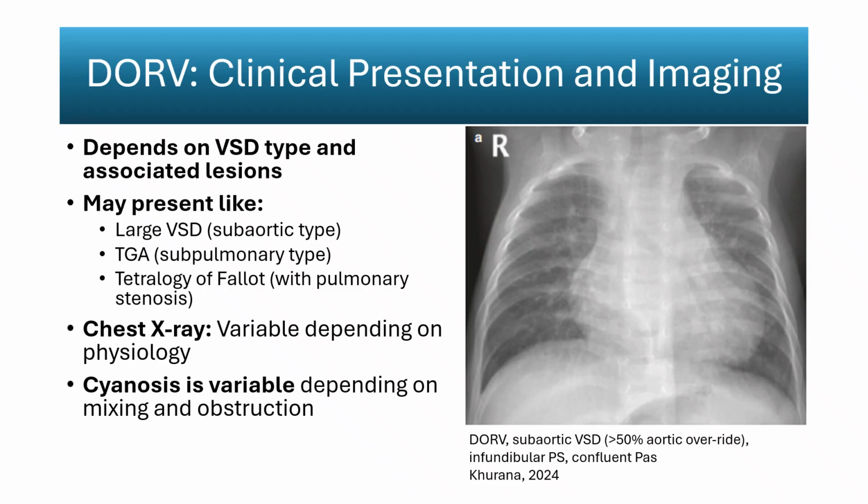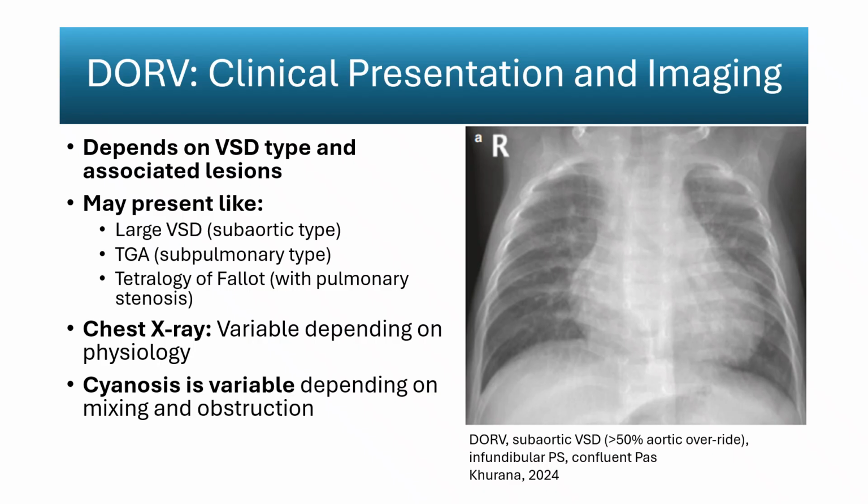The clinical expression of double outlet right ventricle depends entirely on the location of the ventricular septal defect and any associated obstructions. When the defect is subaortic, the physiology resembles a large ventricular septal defect, with left to right shunting and signs of pulmonary overcirculation.